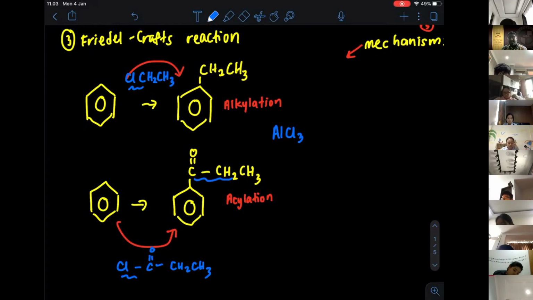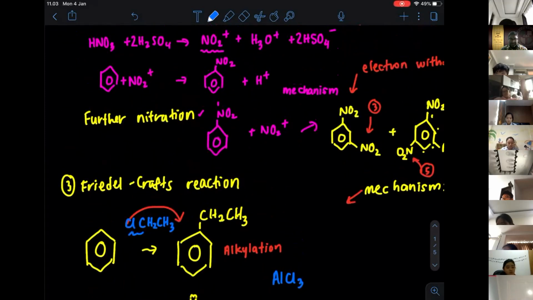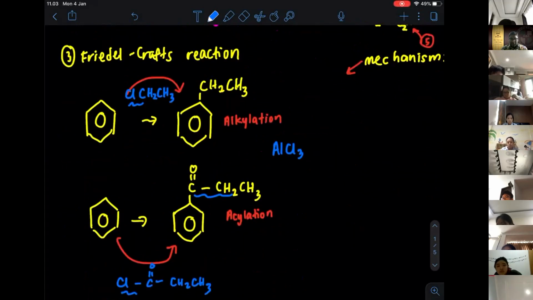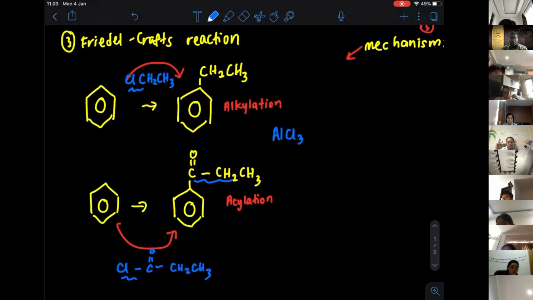So what is the role? Basically it is similar to the earlier reaction, which was the nitrating mixture. Something will react with something to give you the electrophile. So in this case, what is going to happen is that you are going to try to produce the electrophile.